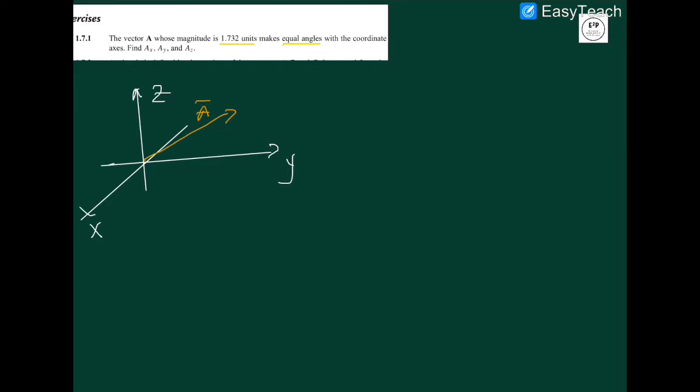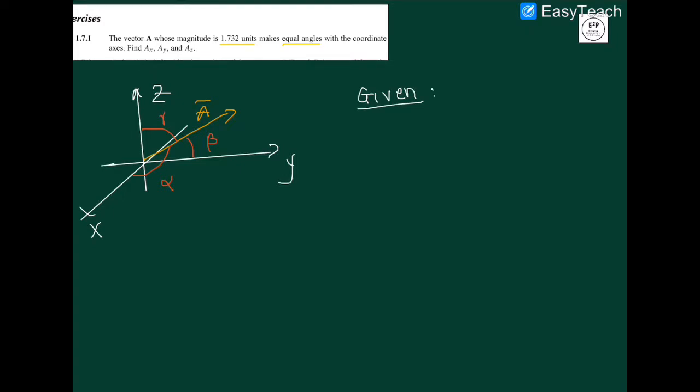Then one of the most important conditions that is given is that it makes equal angles with the coordinate axes. This A vector, I don't think it's quite visible, so let's put it in red. So let's say the A vector makes an angle alpha with the x-axis, an angle beta with the y-axis and gamma with the z-axis. Okay, so now first let's put down all the given parameters over here.